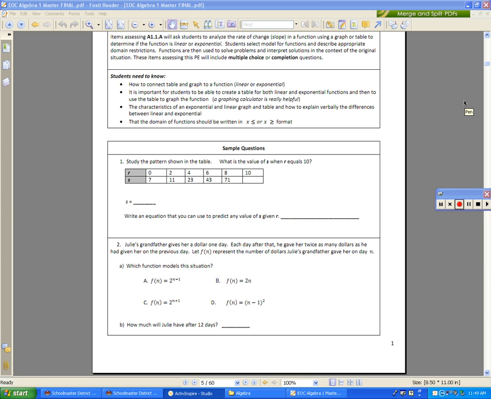The very first one says, study the pattern shown in the table. What is the value of S when R equals 10? Okay? And so we're trying to find a pattern here, right?